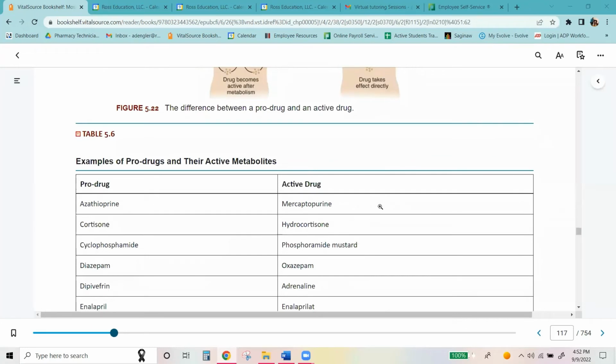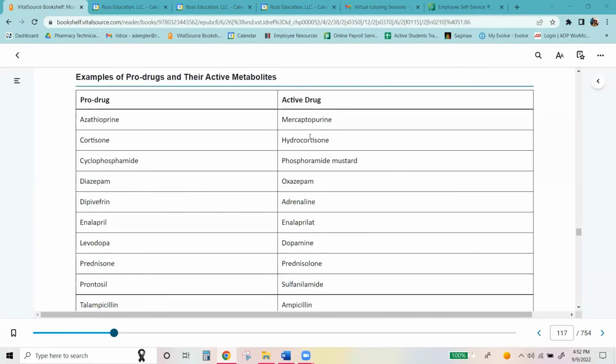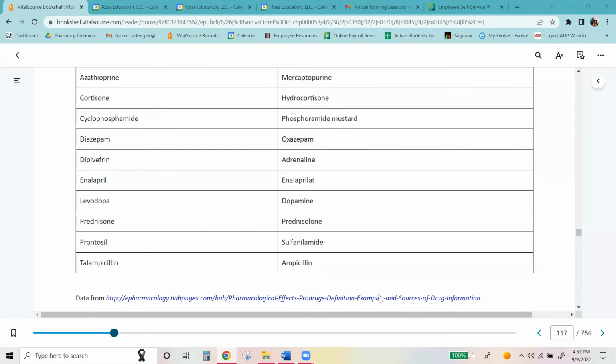Here are some examples of prodrugs and their metabolites. So this was the medication, and you take this medication, but when it is metabolized in your body, it becomes this medication. And again, I hate to say it, but we will go over this more in depth when we are in the pharmacology module, or again, if you've been in it, you should know what this means.